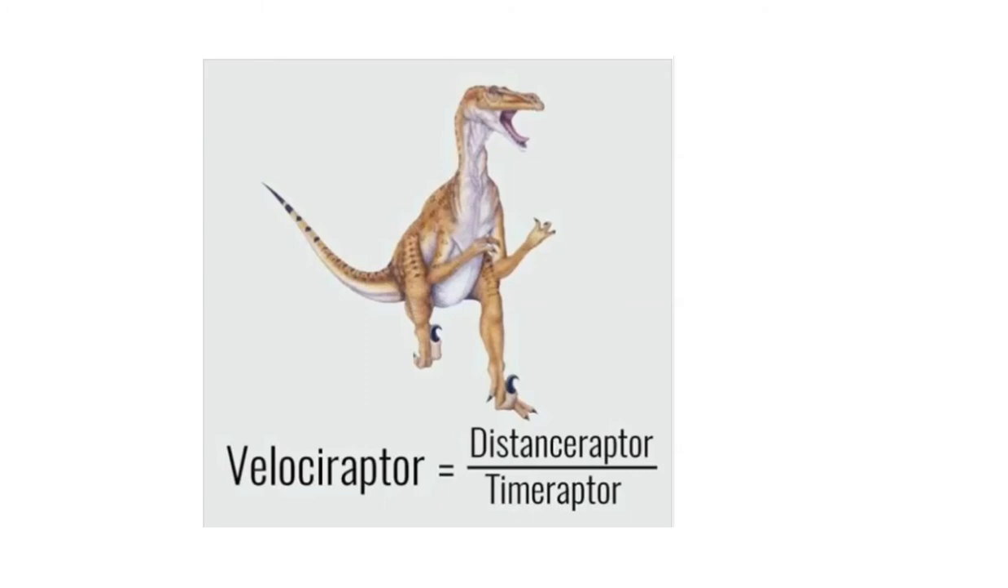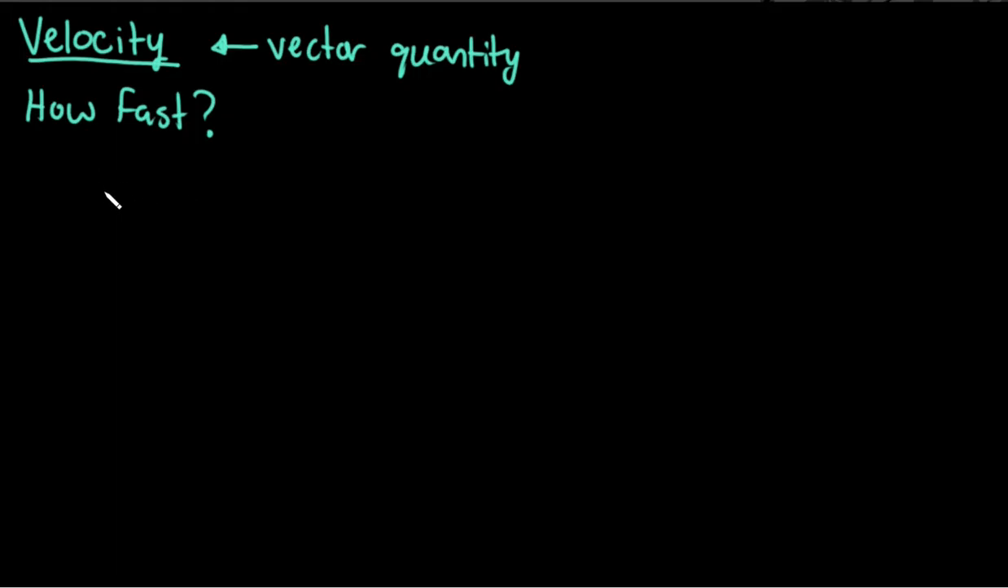Velociraptor is equal to distance raptor over time raptor. Now, this isn't an actual formula, but it helps us to remember what the formula is for velocity a little bit better, because it adds a little bit of humor to it. So whenever I mention the word velocity, I want you to think velociraptor. Really though, the formula for velocity is written like this.